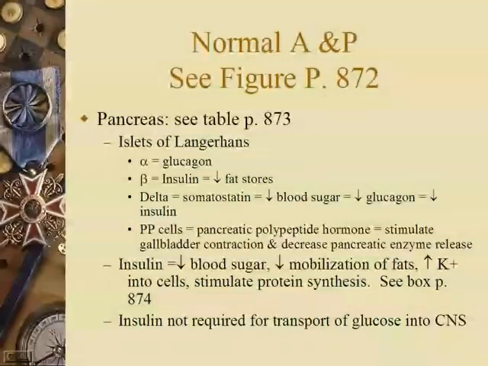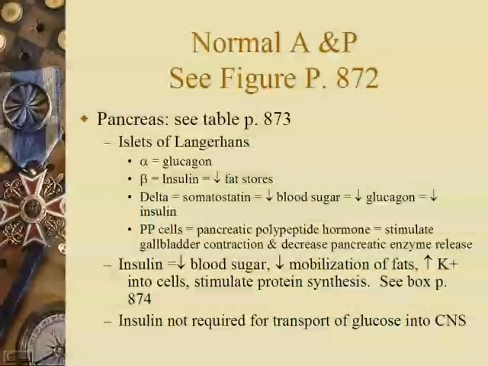Insulin is also secreted by the beta cells, and it lowers your blood sugar, decreases mobilization of fats, increases potassium movement into the cells, and stimulates protein synthesis. And there's a box on page 874 that deals with this. Insulin is not required for transport of glucose into the brain. Glucagon will raise your blood sugar levels, and there's a box that talks about glucagon on page 874.